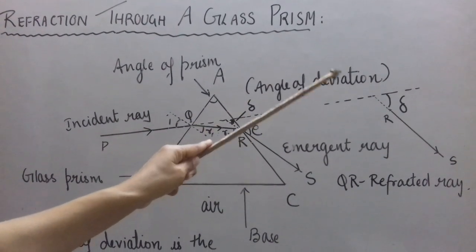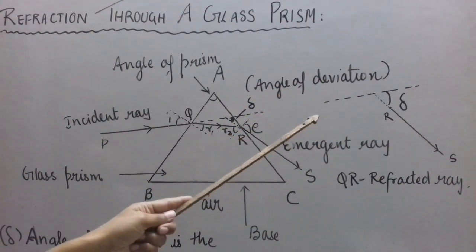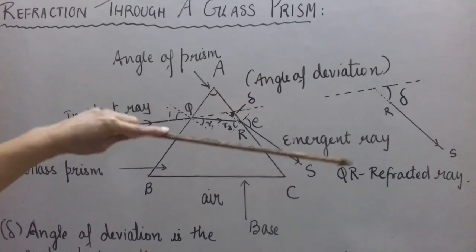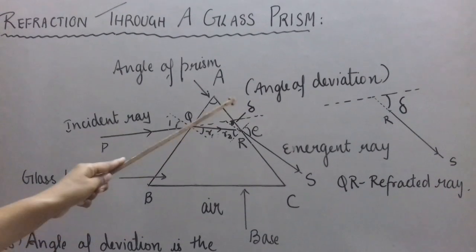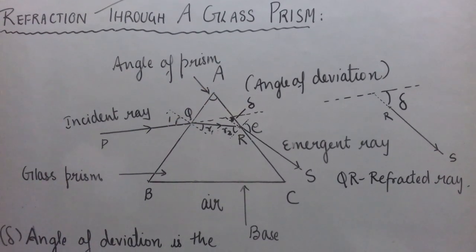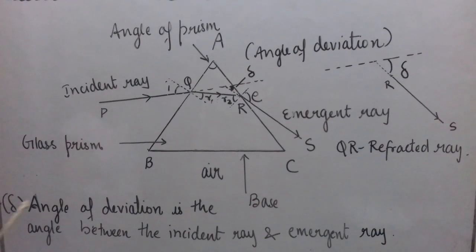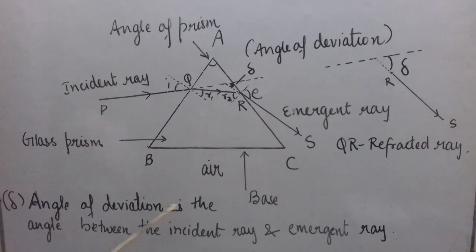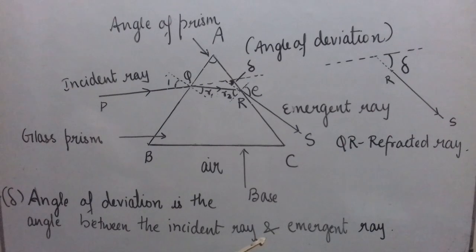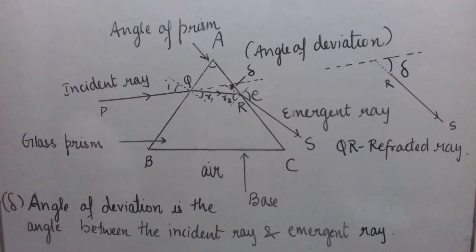Okay? And this angle delta is now which angle? It is the angle between the incident ray, obviously which I have produced, and the emergent ray. So this is the angle of deviation. So I hope if the question is asked, define angle of deviation, you can define. It is denoted by delta generally. Angle of deviation is the angle between the incident ray and emergent ray when light passes through the glass prism. You should also write that.